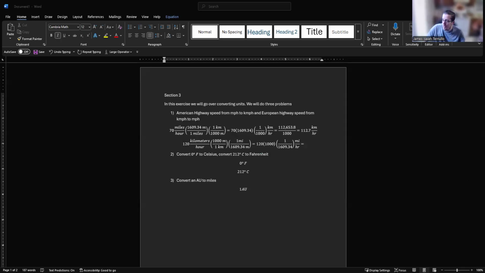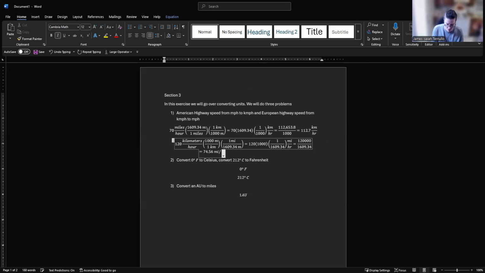we get 120 times 1,000, which gives us 120,000. And that's going to be divided by 1,609.34. And so then when we do that, we're going to find that they actually travel 74.56 miles per hour.